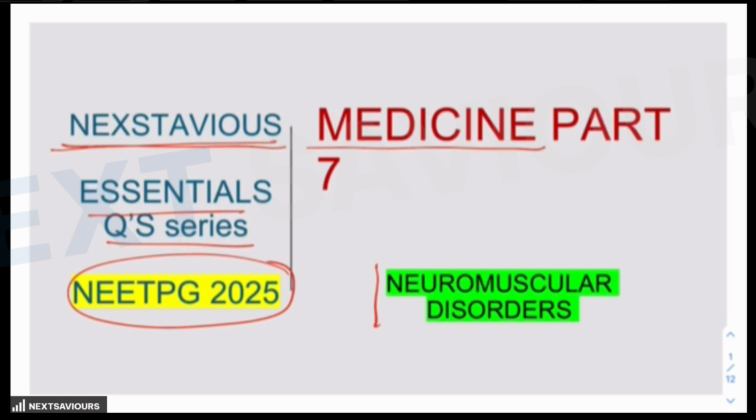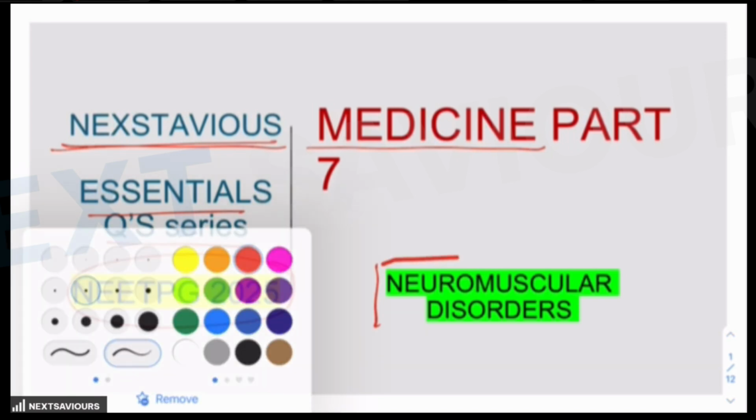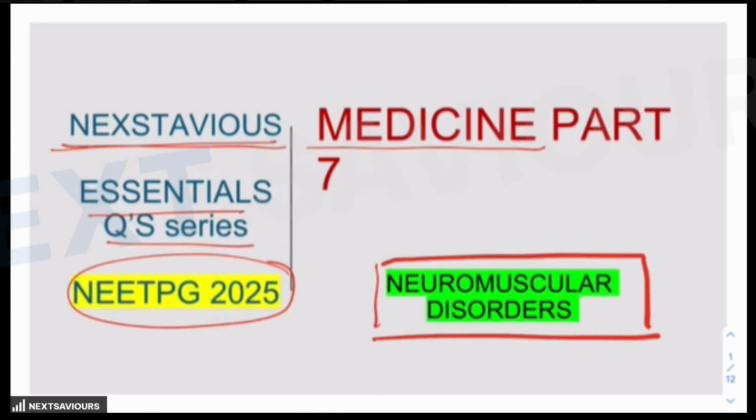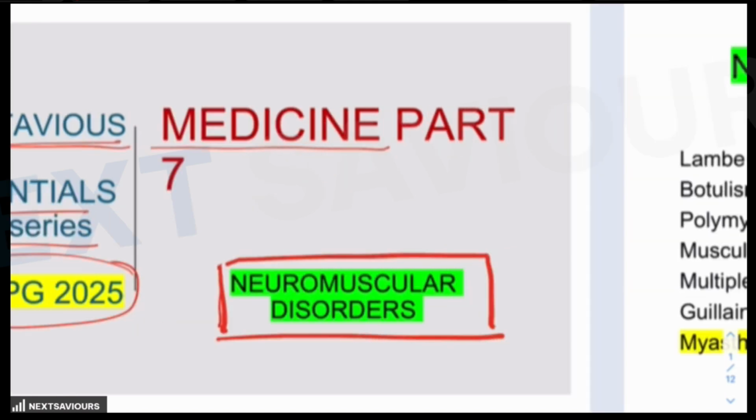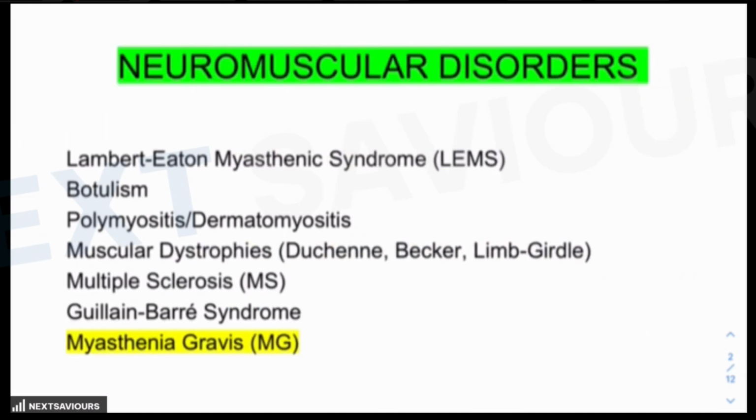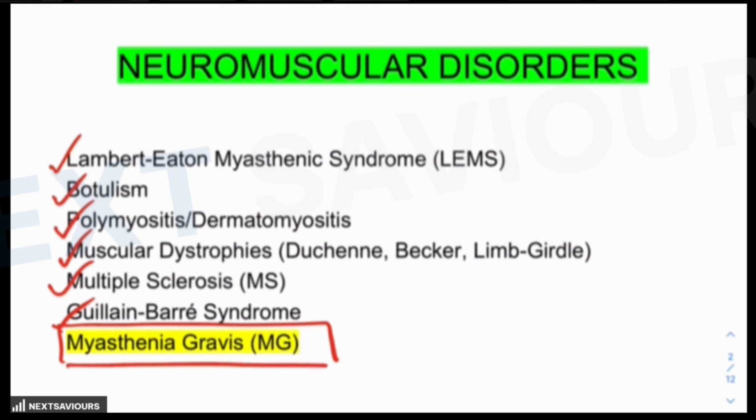At least every year we find a question on neuromuscular disorders. Today we'll be talking about one such question. The likely topics kept in NEET PG examinations related to neuromuscular disorders are Lambert-Eaton syndrome, botulism, polymyositis or dermatomyositis, muscular dystrophies in the form of Duchenne-Becker, multiple sclerosis, and Guillain-Barré syndrome. But as you are already aware, myasthenia gravis is the most commonly asked question.